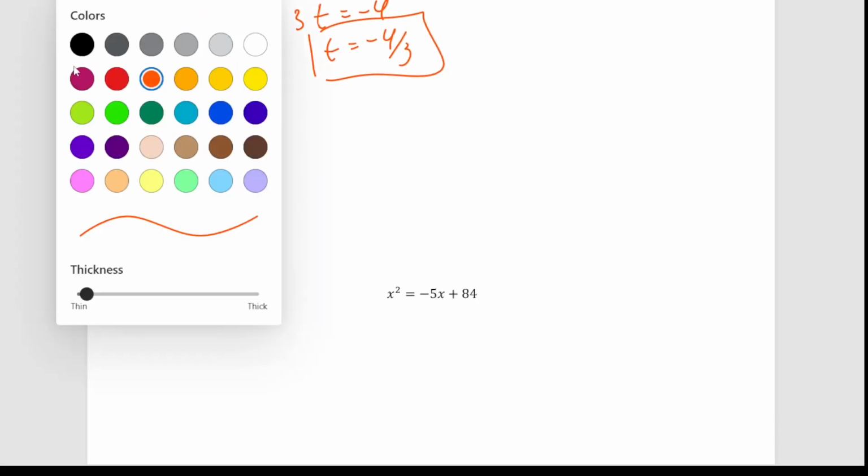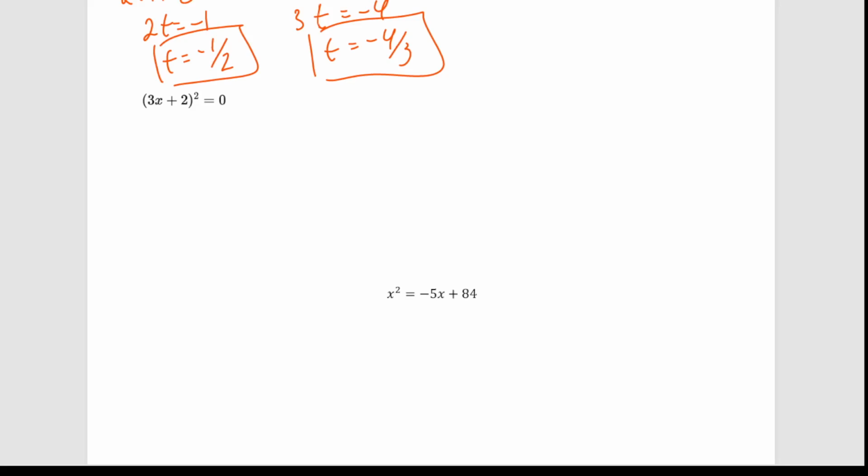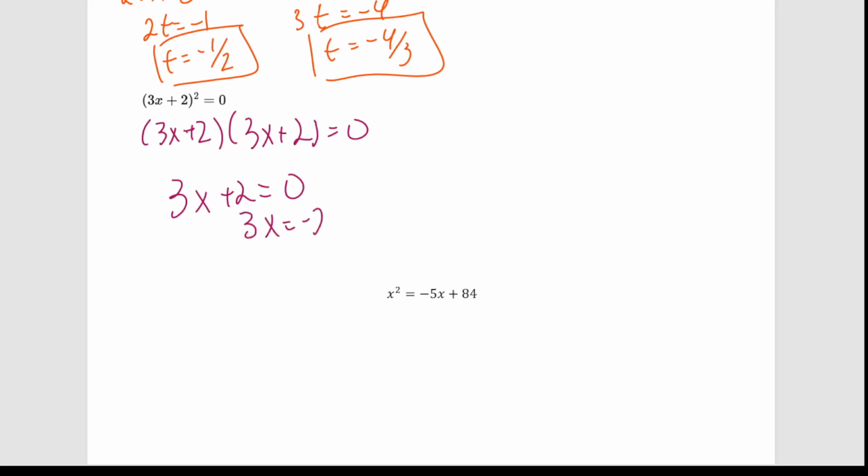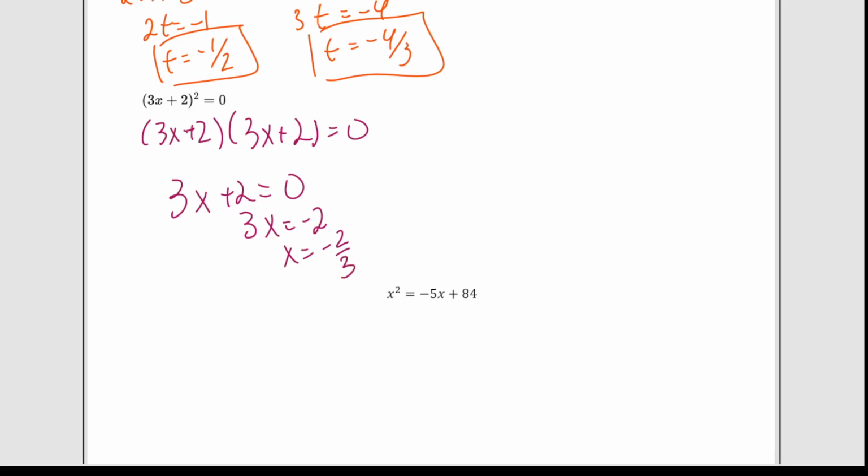For this next one, keep in mind that it is the same thing as 3x plus 2 times another 3x plus 2 equaling 0. So technically I could set them both separately equal to 0, but they're the same equation, so they're going to give me the same answer. So I really just need to set one of them equal to 0, subtract 2 from both sides, and then divide by 3. So this is a case where I only ended up with one solution because it factored into the same linear term being repeated.